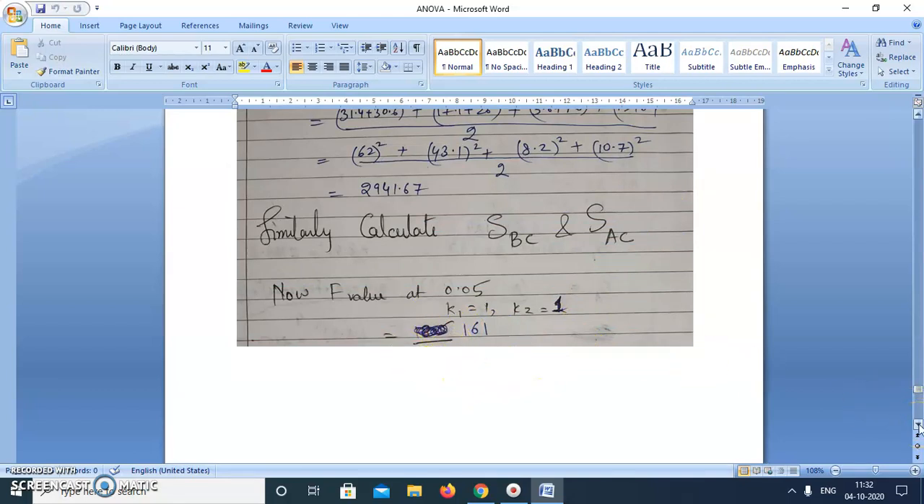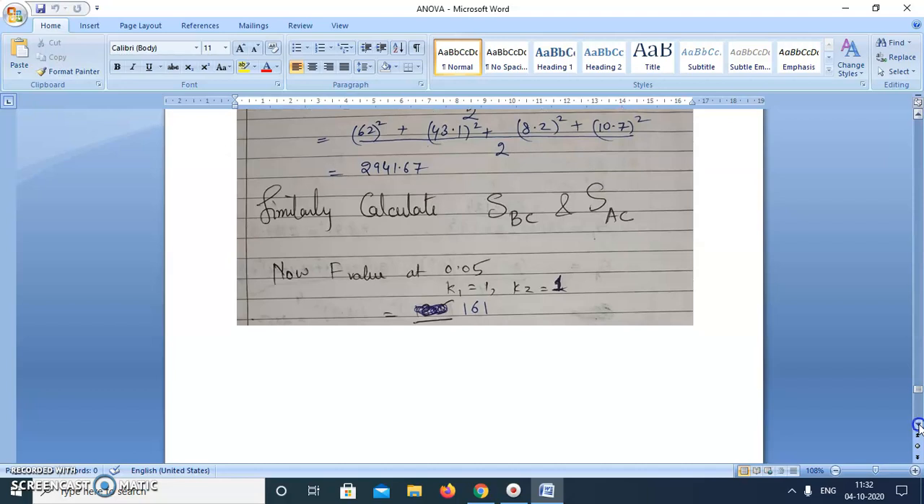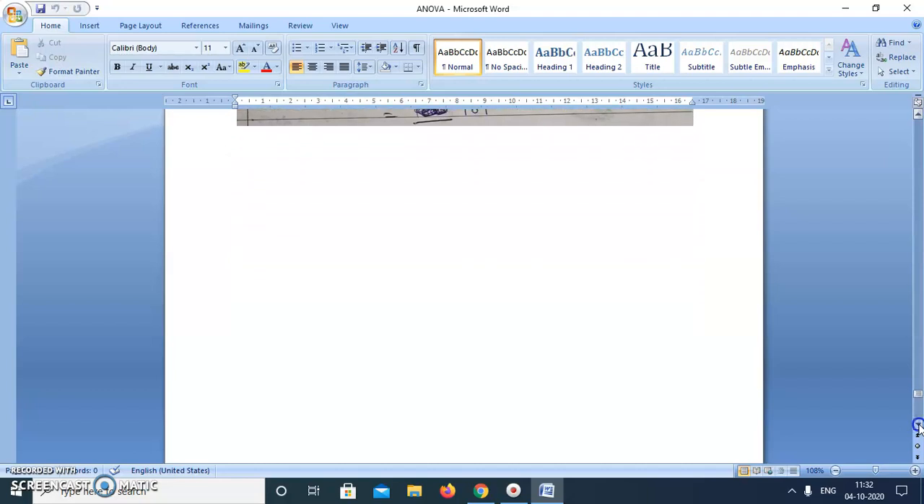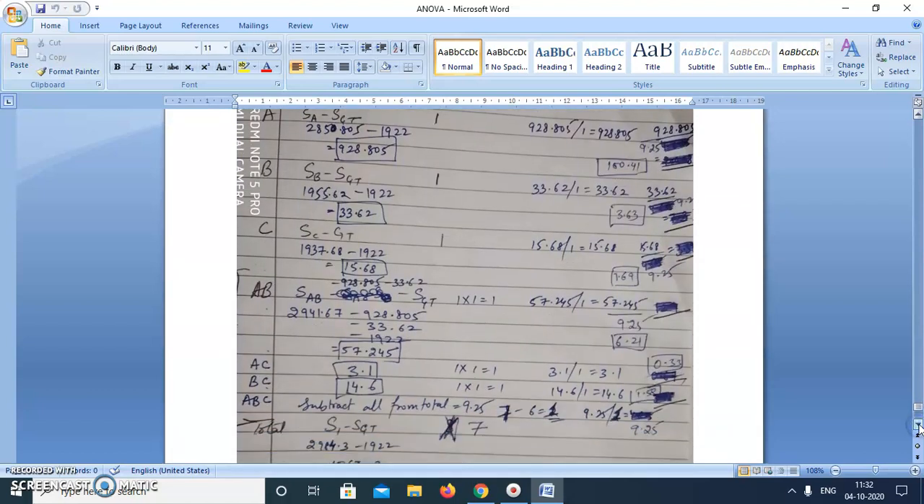You can see the table, and now when we compare the table values with the calculated values, we can see here that all the calculated values are lower than 161. So basically no effect is significant in the present case. No effect, neither A nor B nor C nor any interaction effect.